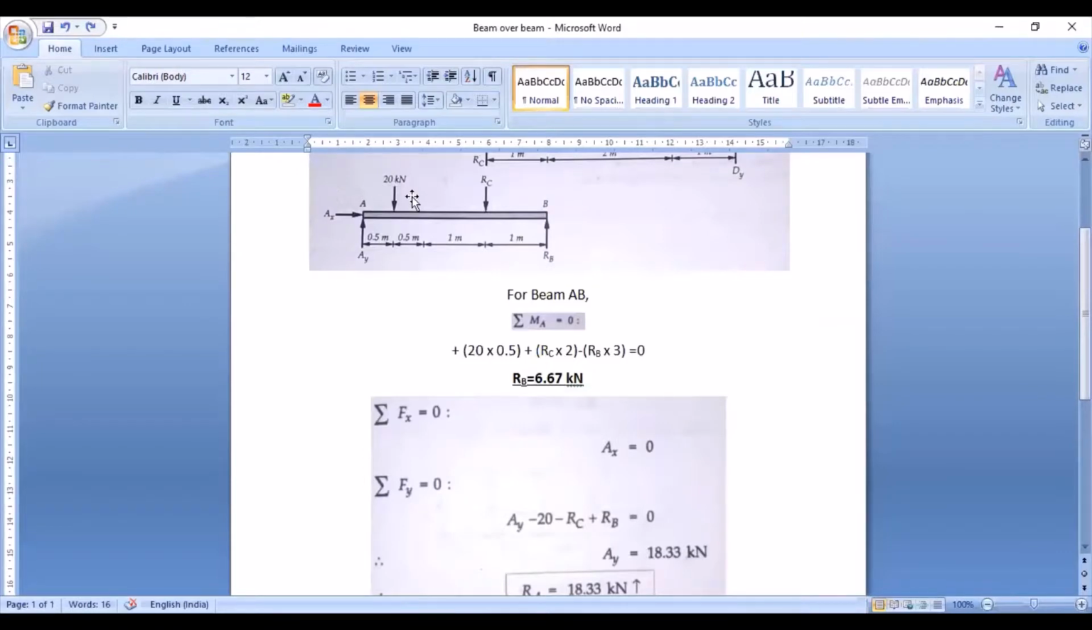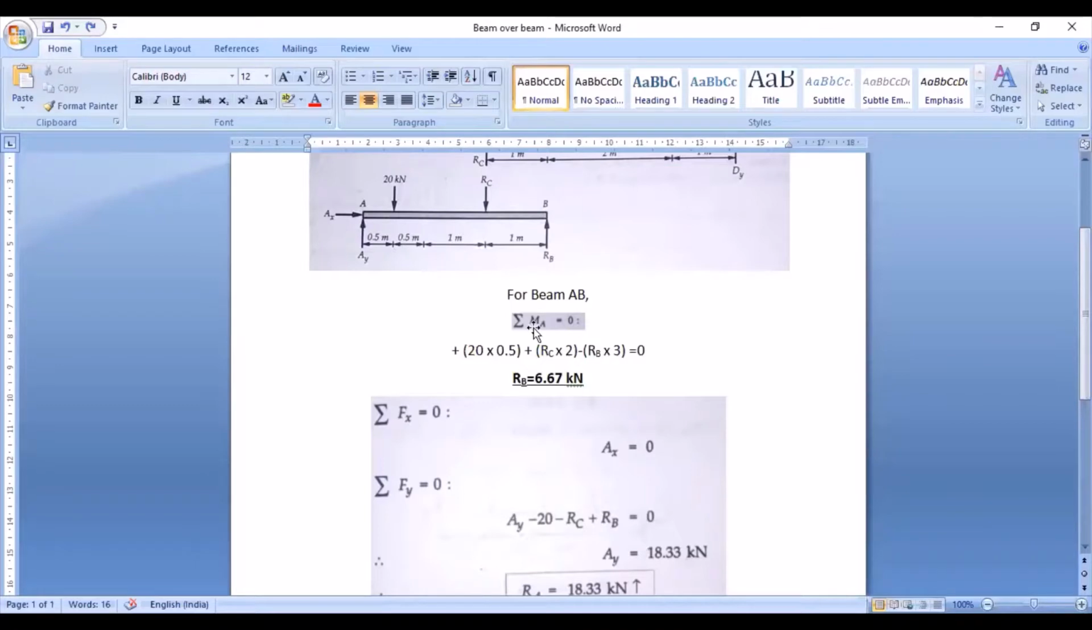So for beam AB, you can see that we have two reactions at A and one reaction at B. So let us apply moment at point A. Let us count how many forces there are in beam AB. It is 1, 2, 3, 4, 5 forces. Amongst the 5 forces, how many pass through the moment center? Only 2 forces pass through the moment center, that is Ax and Ay, which become 0. You'll have 3 components in the beam.